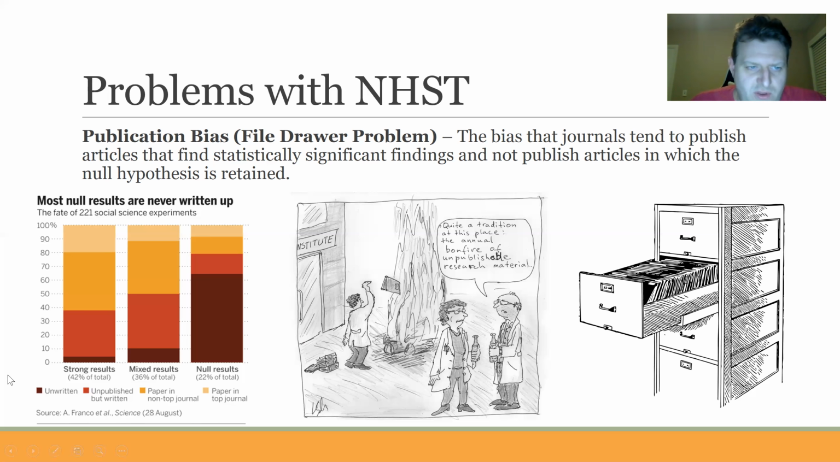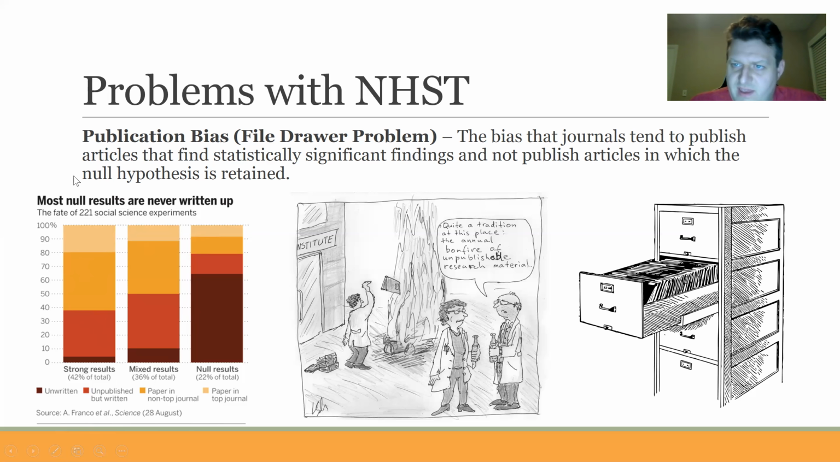All right. So just to show you the massive problem here, we have a paper from Science. Here we're looking at 221 social science experiments, so things in sociology, things in economics, things in psychology. And what happens with the paper if they have strong results? Maybe all of their statistical tests are significant. Maybe there's some mixed results, or maybe they find no effect whatsoever. Look at the fates of these.